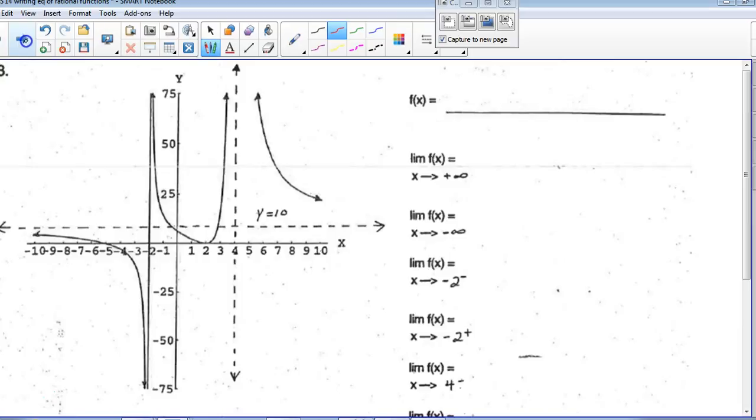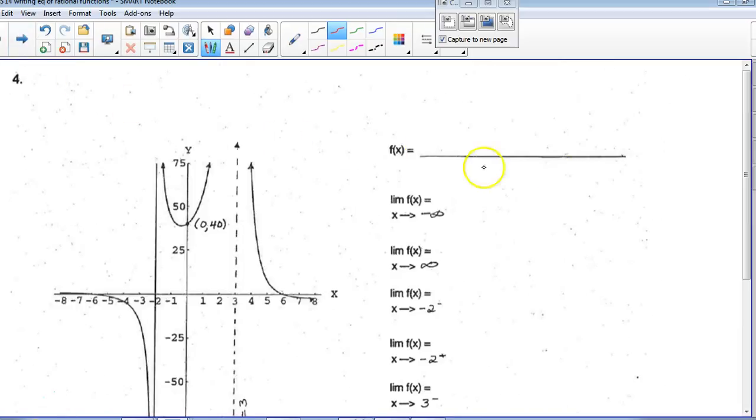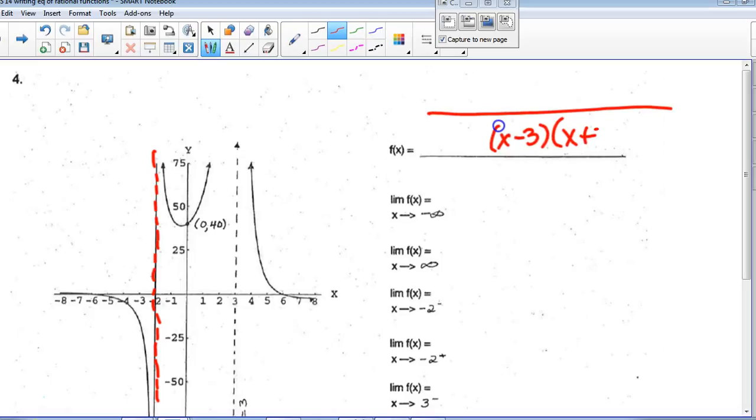Okay. What do we want me to do? 4? Okay. Number 4. What can you tell me about the numerator or the denominator? You pick. This is an asymptote. It's just not dotted. Should be. X minus 3 and x plus 2 are in the denominator. Either of those squared.